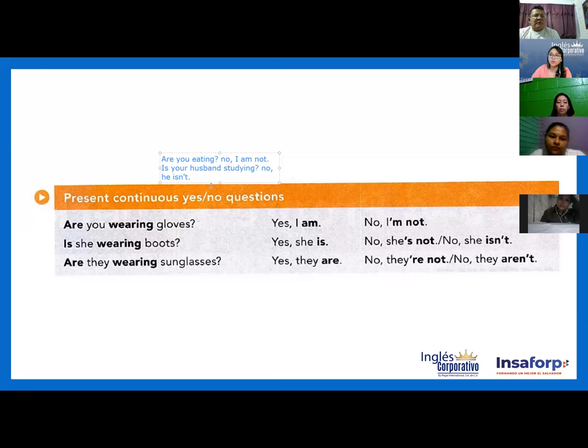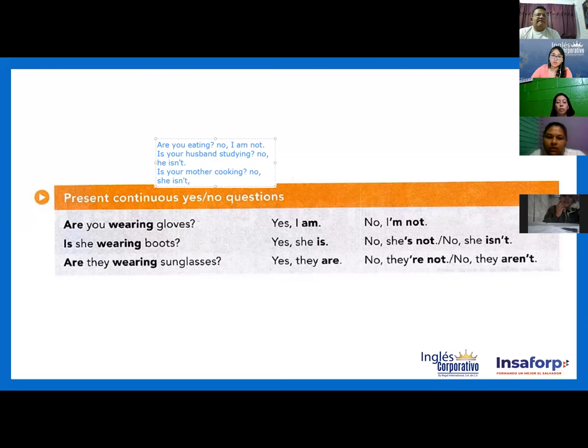What about you, Monica? Is your mother cooking? Is your mother cooking, Monica? No. No what? Como estamos hablando de la mamá, she, ¿verdad? She, right? No, she isn't. Okay, what about you, Maria? Are your friends working? ¿Están trabajando tus compañeros? María Lucila, please. Yes, they are working. Yes, we can say both. Yes, they are. Si lo queremos hacer cortito, right? Yes, they are. O si lo queremos hacer algo más largo, yes, they are working.